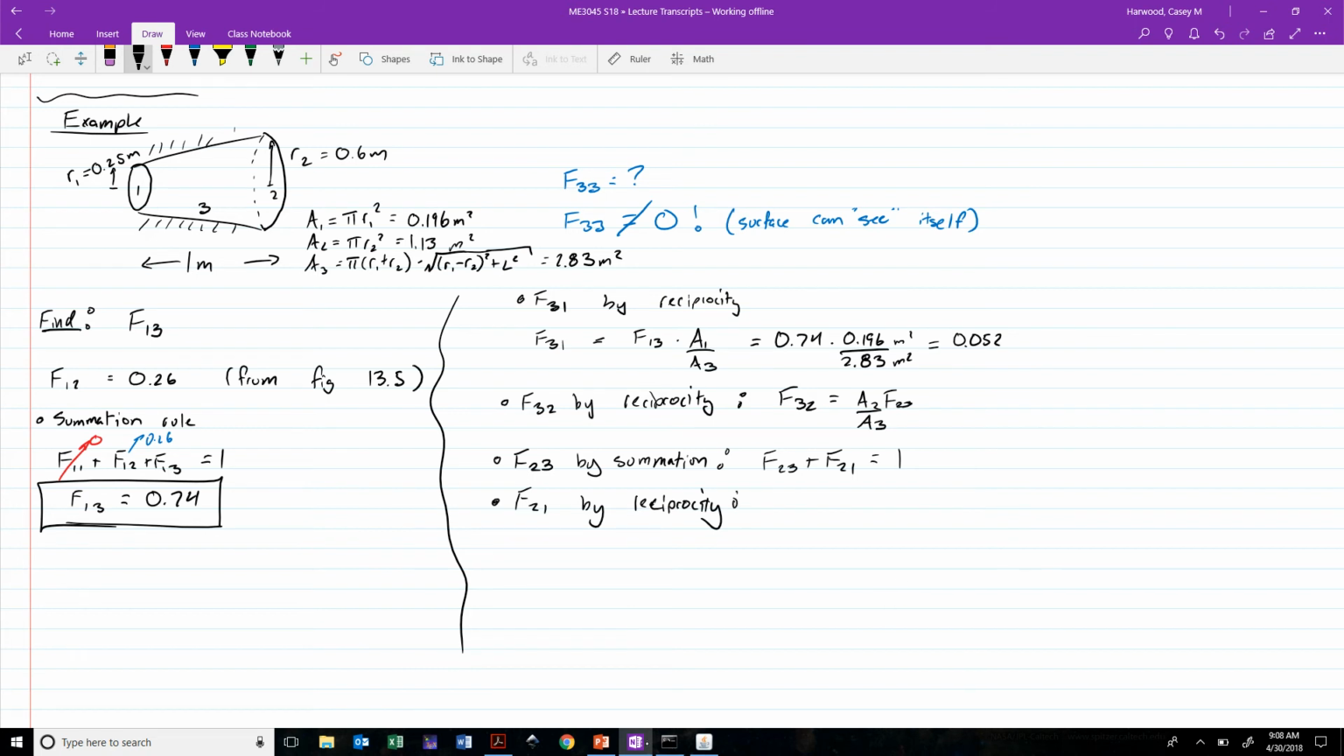F21 by reciprocity, which says that F21 is equal to A1 F12 over A2. Okay, so we've got a line on how to do this now. In other words, let's go ahead and we can work backwards, right, up these values. So F21, if we went and plugged these in, we know F12, we know A1, we know A2. We would find that F21 is 0.043. Okay.